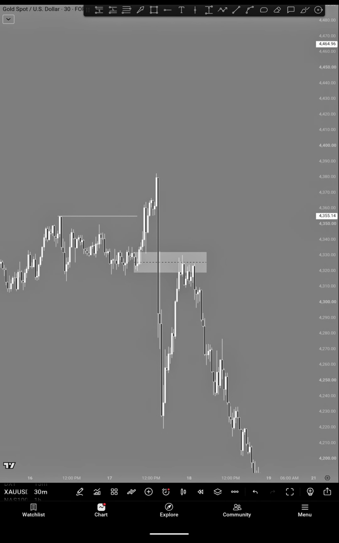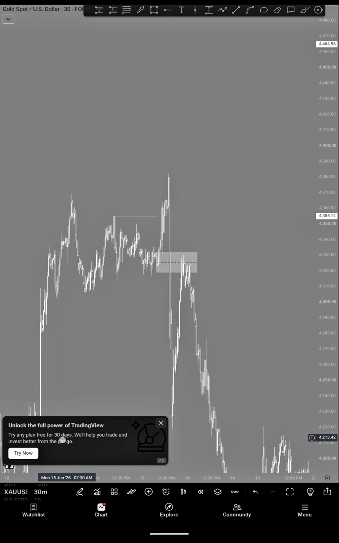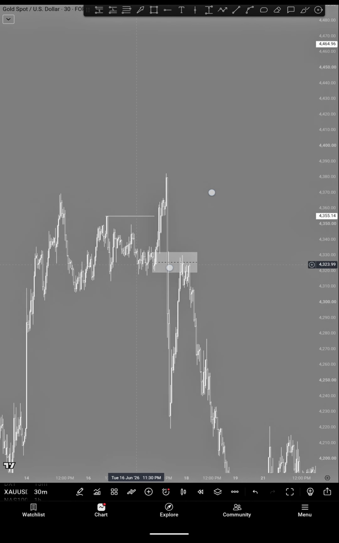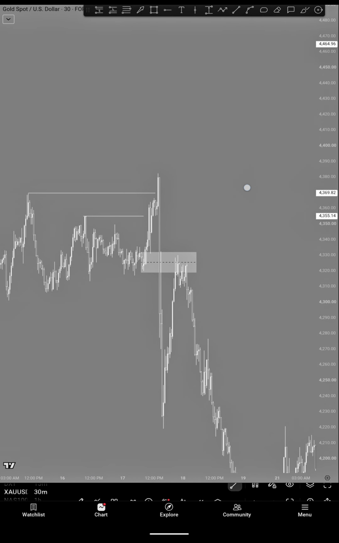You can see how price was moving to the upside. This is a bullish example. The price is moving to the upside, taking the one area, similar to the previous one, taking the previous day high.